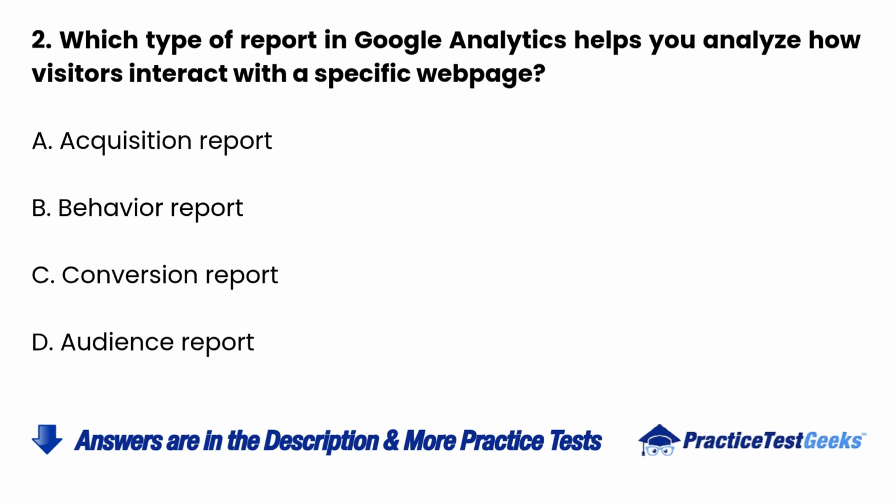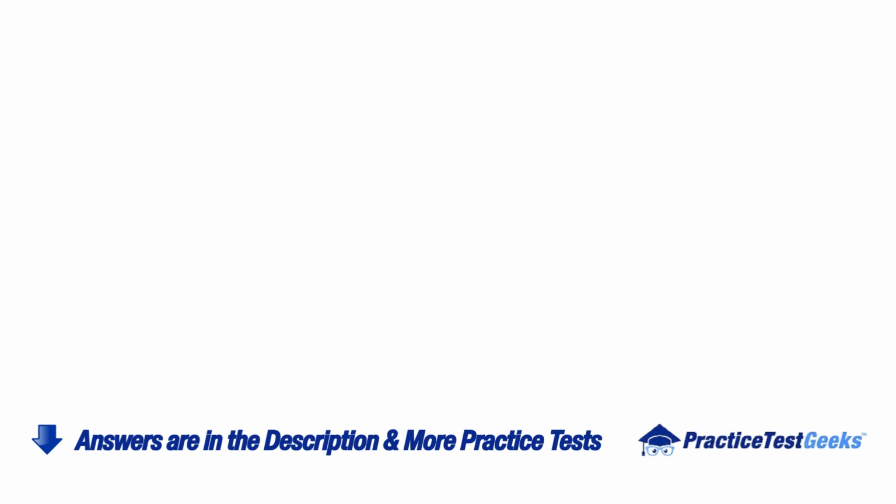2. Which type of report in Google Analytics helps you analyze how visitors interact with a specific web page? A. Acquisition report. B. Behavior report. C. Conversion report. D. Audience report.